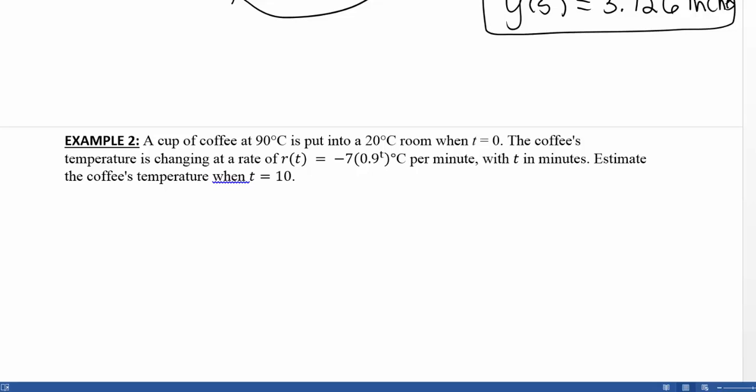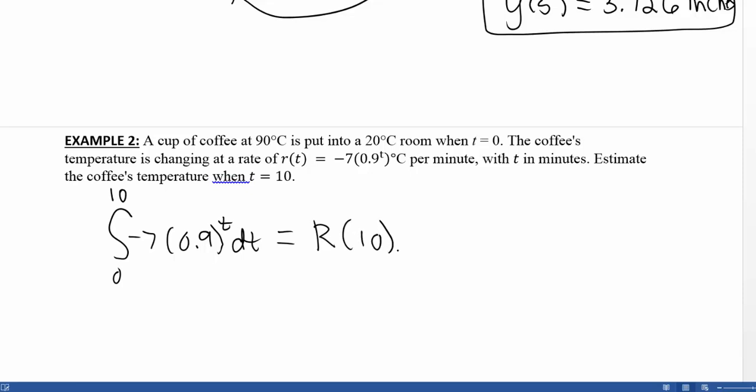So if we were to integrate this rate from 0 to 10, that's going to tell us the change in temperature over these 10 minutes. And I know from the fundamental theorem that that's going to give me the temperature, let's call that capital R, at time 10 minus the temperature at time 0. So what I'm interested in is the temperature at time 10. That's what I want. I want the exact temperature.